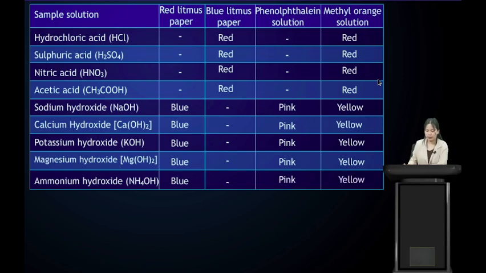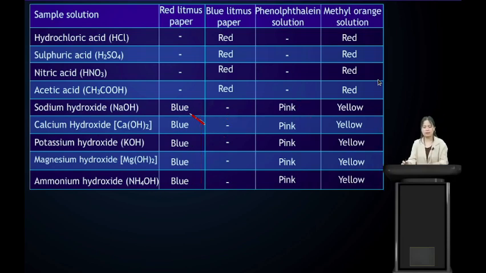So from this table we can observe that these four are acid. Red litmus paper has no effect on acid, but the blue litmus paper will change to red. The phenolphthalein is colorless in acid, but the methyl orange will turn to red in acidic solution. Again, when we look at these five, these are base in nature. In base, the red litmus will change to blue, but there is no effect by the blue litmus paper. The phenolphthalein will turn to pink color in base, and the methyl orange will turn to yellow color in base.